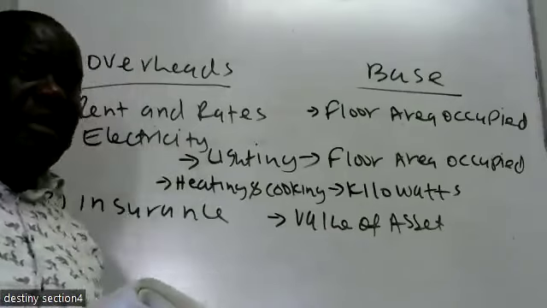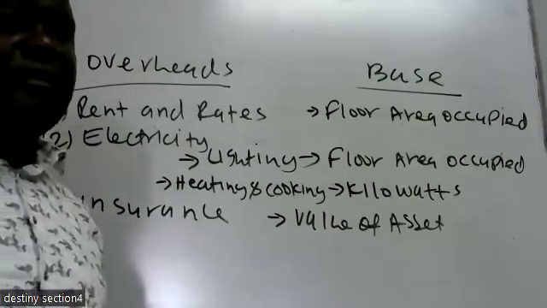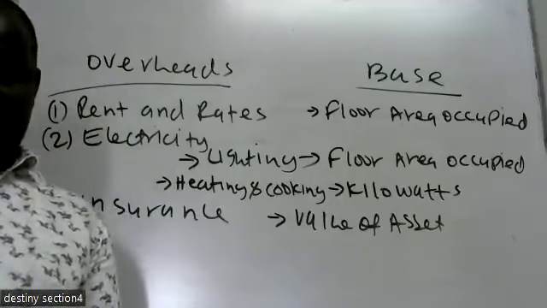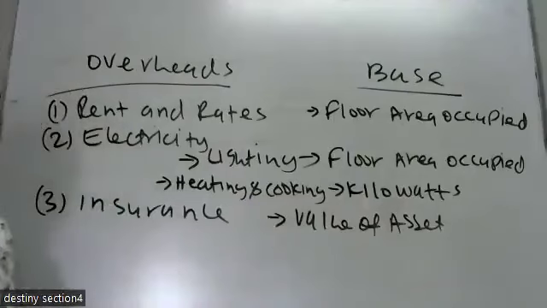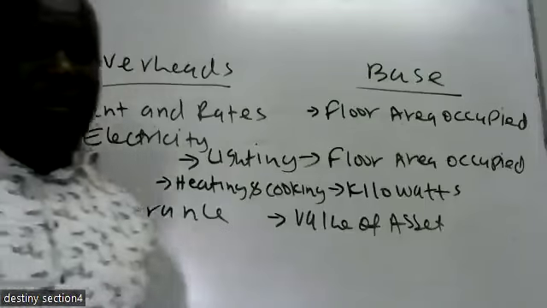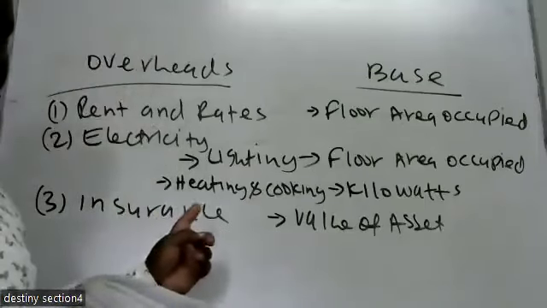Then the last one will be canteen expenses. For the canteen expenses, the basis will simply be the number of workers. So that is now all about apportionment.